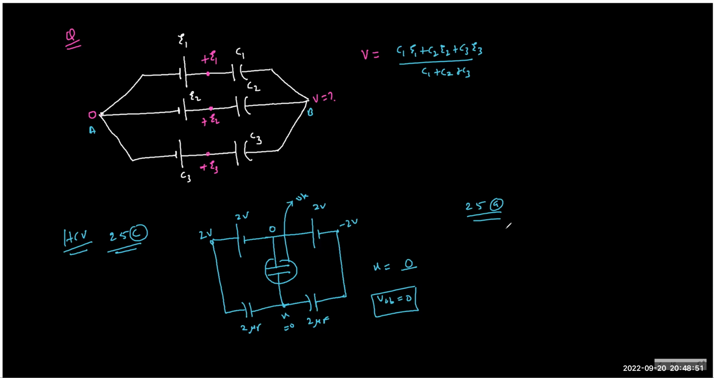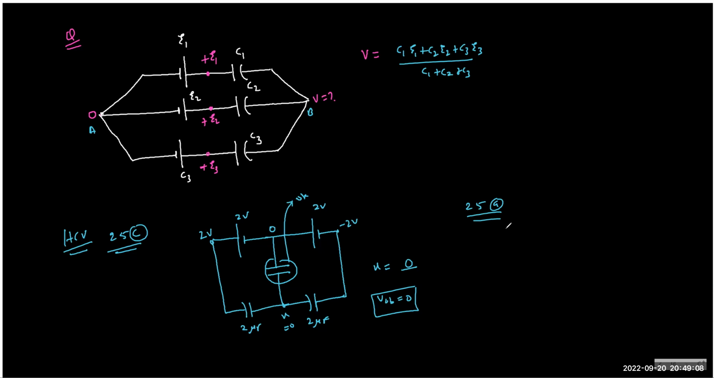So can you find X now? 12 into 2, 24 plus 0 plus 0 is 24 only. 24 upon 2 plus 2 plus 4 plus 4 by 3. 2 plus 4 plus 4 by 3.